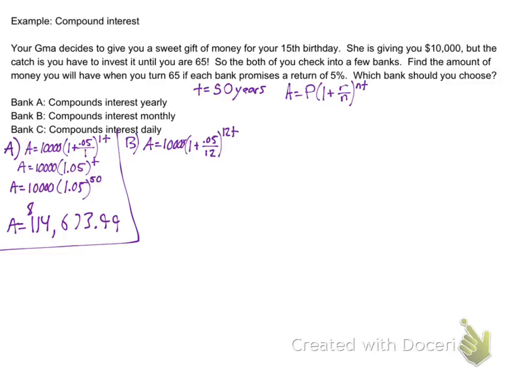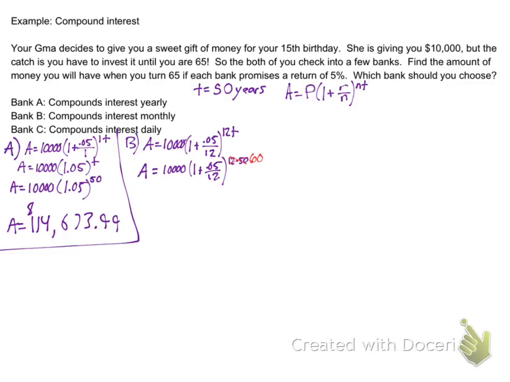Now, what we need to do now is we need to figure out what these other banks are going to give us. 1 plus 0.05 divided by 12 doesn't seem like a really nice number. I'm going to leave it for now like that, but I need to do 12 times 50. What's 12 times 50? It's 600. So I'm going to cross it out, put 600, okay?